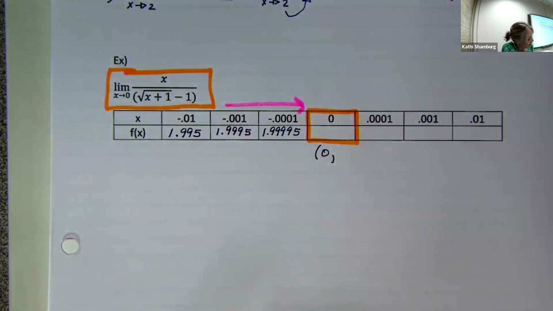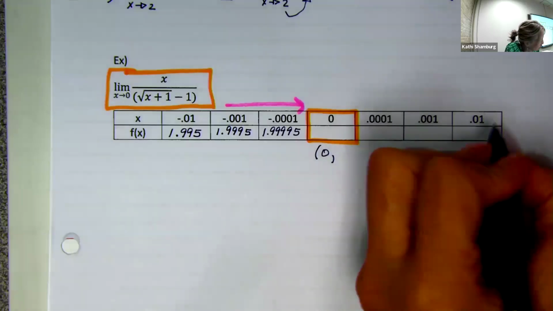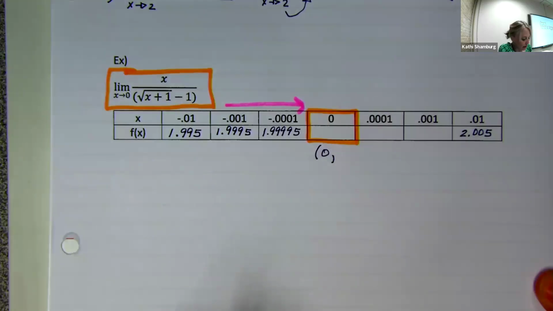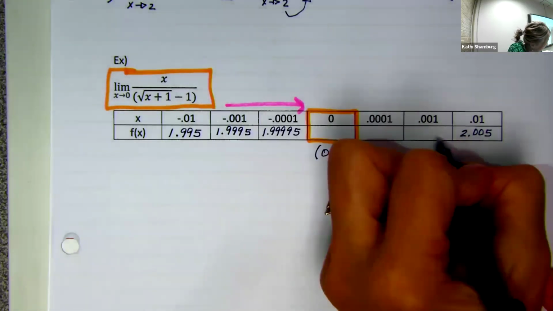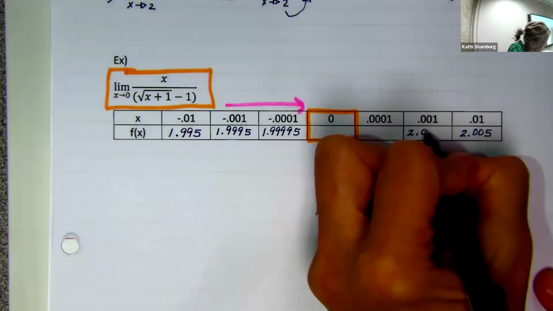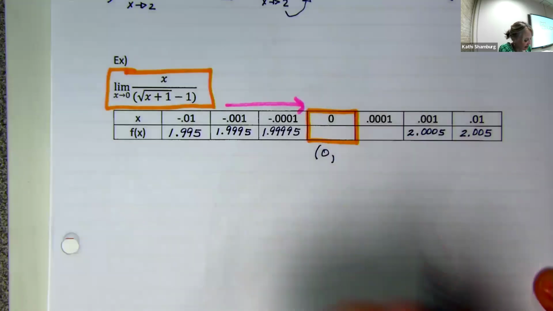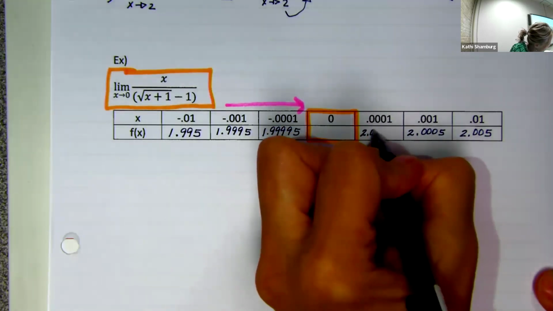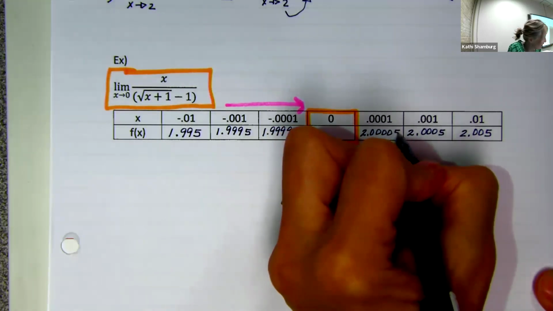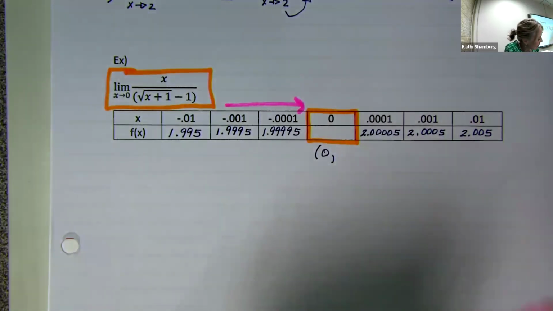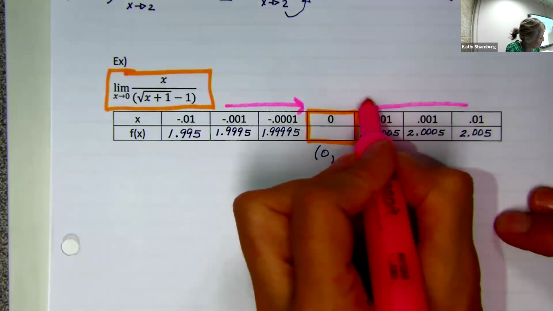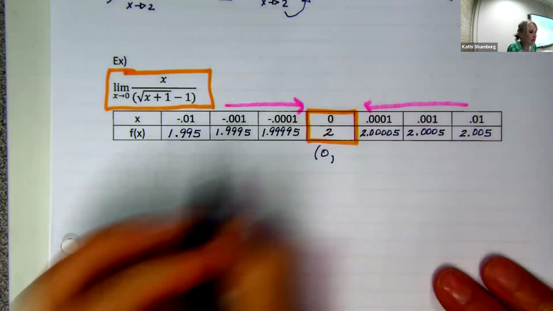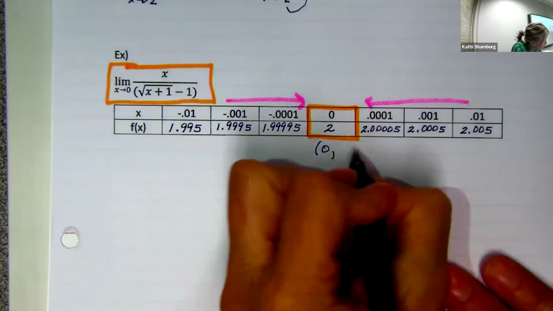Okay. If I go to 0.01, that is 2.005. 0.001, you're just going to add another 0: 2.0005. Add another 0 again: 2.00005, with 4 zeros and a 5. So it appears as we approach from the right, it is also approaching 2. Since they are approaching the same value, I can say that graph is approaching 2.